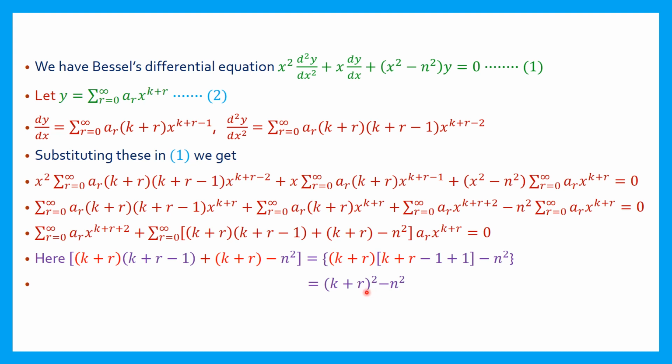So let us substitute this simplified step in the summation form. So we get summation r from 0 to infinity, a r x power k plus r plus 2, there is no change, plus sigma r from 0 to infinity, k plus r whole square minus n square, a r x power k plus r equal to 0. So let me consider the same step again.